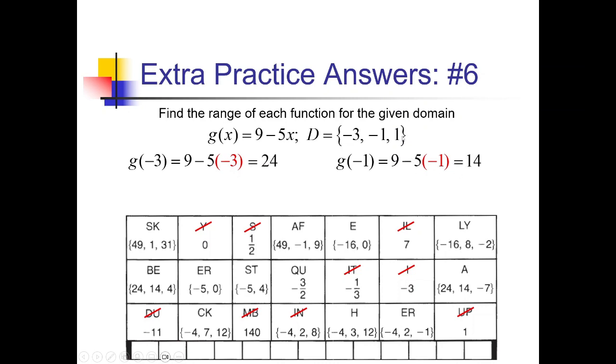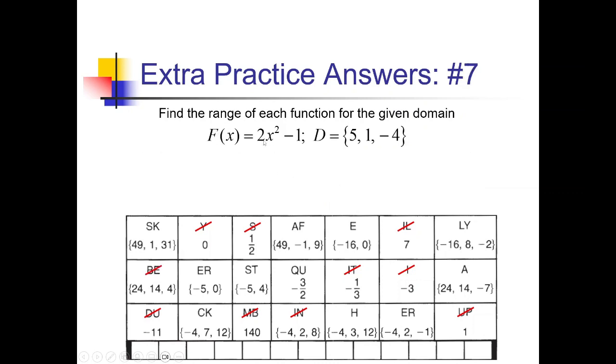And then finally, plug in 1. So 9 minus 5 times 1. That's really just 9 minus 5, which is 4. So 24, 14, and 4. Here's 24, 14, and negative 7. So close, but not quite. Over here we have those three numbers, so that's BE going away.